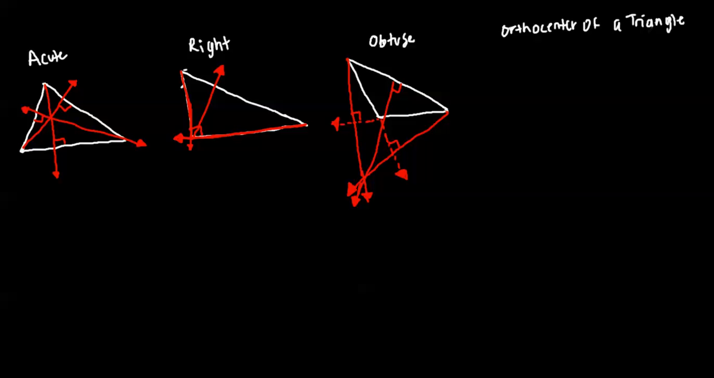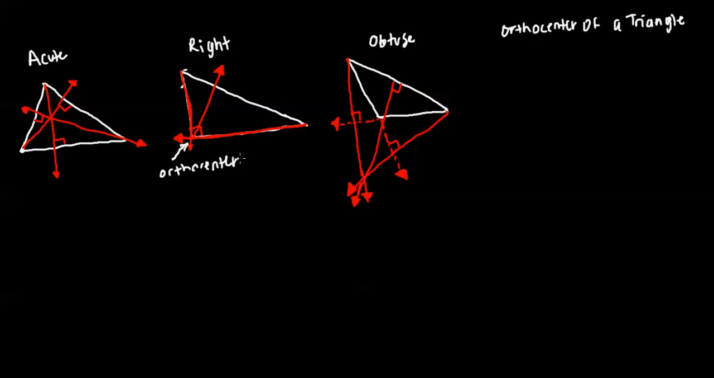Now we're going to look at another theorem, theorem 5.9. The title of the theorem is the concurrency of altitudes theorem. The theorem states the lines that contain the altitudes of a triangle are concurrent. The lines that contain the altitudes of a triangle are concurrent at the orthocenter of the triangle. That's what the point of intersection is called, the orthocenter. The orthocenter of a triangle can be inside, on, or outside of the triangle.